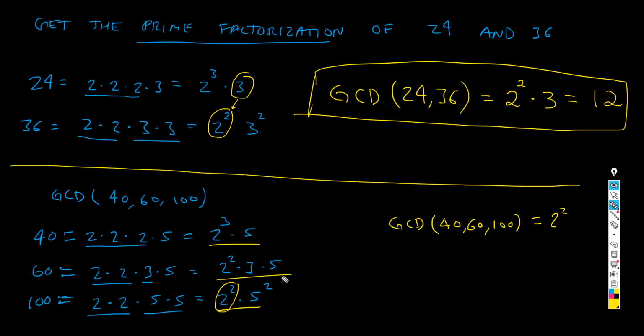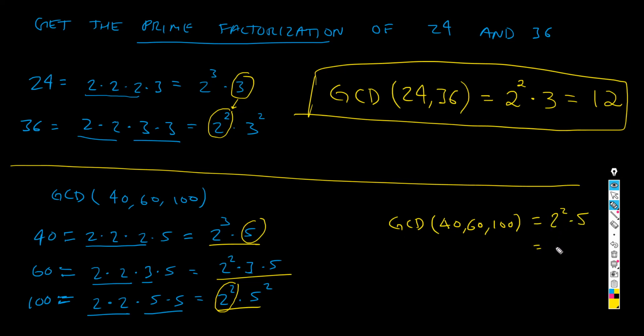Now, is the number 5 shared by all three factorizations? Yes, because I see the 5 here, I see the 5 here, and I see the 5 here. Which one has the least exponent? The number 5 to the 1, not this one, right? So I choose it and put it here as a factor. So I'm done. My GCD of these three numbers is equal to 2 to the 2 times 5.